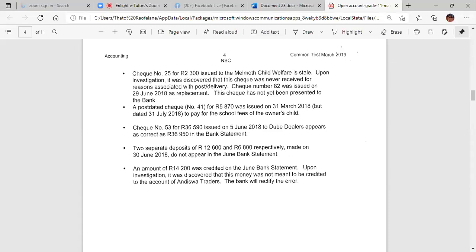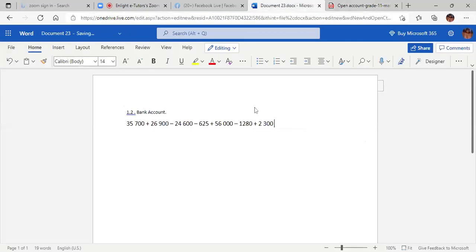Yes. And then check number 82 was issued on the 29th of June 2018 as a replacement. The check has not yet been presented to the bank. Although this check has not been presented to the bank, as soon as we write the check, we are declaring that this money no longer belongs to us. We are giving permission to this specific entity to withdraw it. So we minus it already. So we are minusing 2.3.